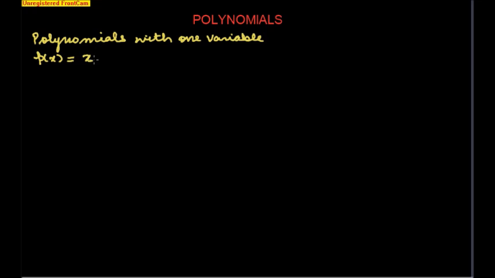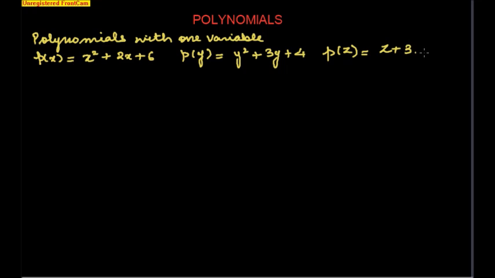Now, here we will be dealing with polynomials with one variable. What are polynomials with one variable? That means they use only one variable, either x or y or z, anything. If it uses only x, we represent it as p(x) and we can write the polynomial as x square plus 2x plus 6. If it uses y, then it can be written as y square plus 3y plus 4. Let's say only z, the polynomial could be z plus 3.